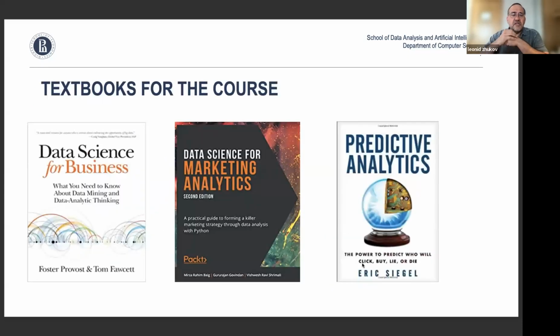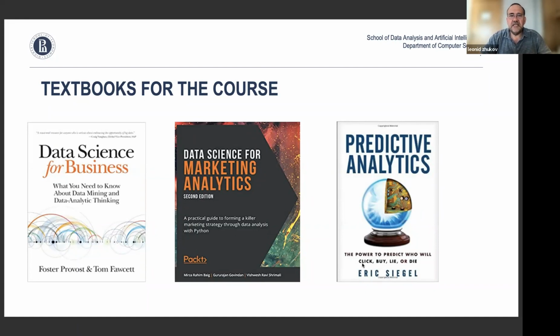Textbooks for the course. Well, there are several books I would recommend. Now, we do not follow precisely either of these books, but they're good reading and good help. So the first book is Data Science for Business. It's written by two professors from New York, I think it's Stern School of Business. Actually a very, very good book on data science for business, which is the name of this course also. And it goes from business concepts to data science solutions.